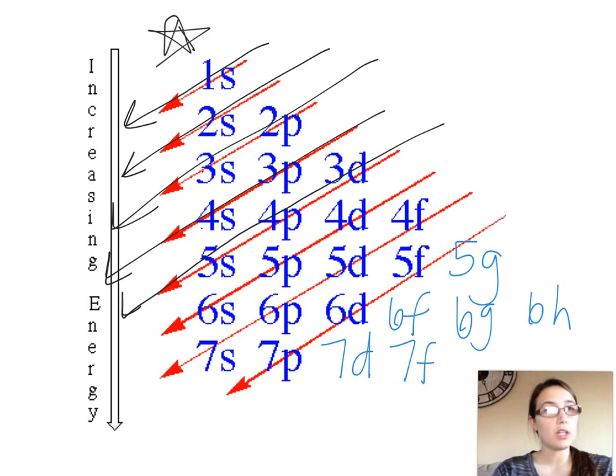Now again, if you look at that periodic table that I gave you that's also in your notes, this is actually the exact same as if you read it left to right. If you read the periodic table left to right, it would go in this exact same order, which is lowest energy to highest energy.